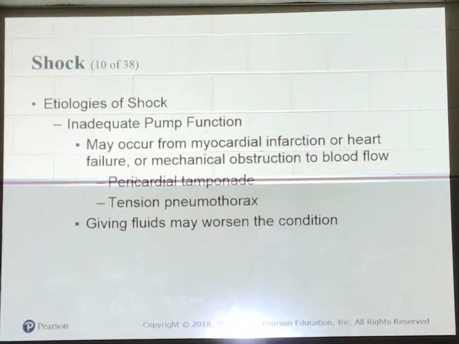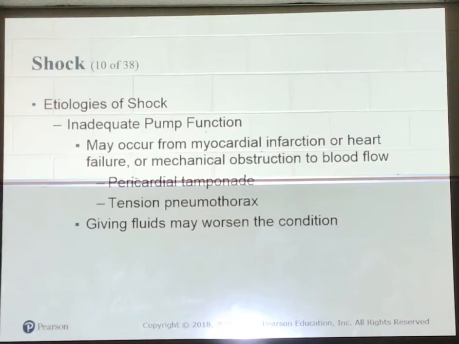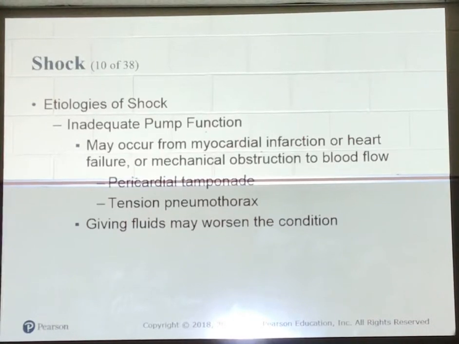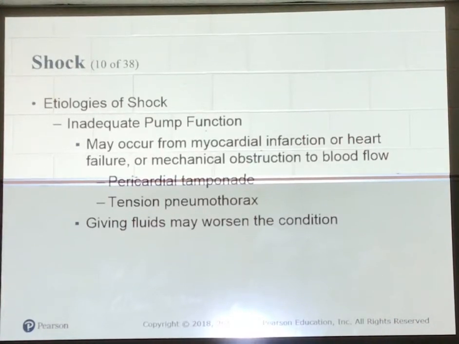Heart valve disease and cardiac rhythm disturbances can also reduce the ability of the heart to eject the blood effectively, also leading to pump failure. A mechanical obstruction of the movement of blood into the heart can also contribute to pump failure. The heart chambers can be compressed from a collection of blood in the pericardial sac. All right, this is what is known as pericardial tamponade.